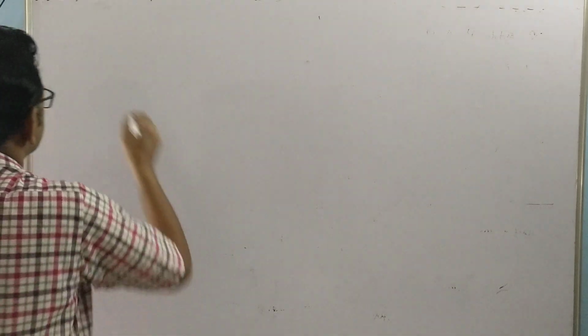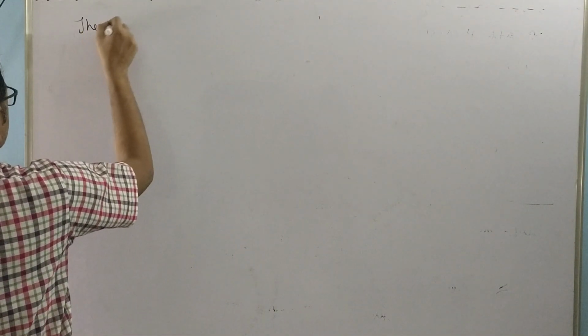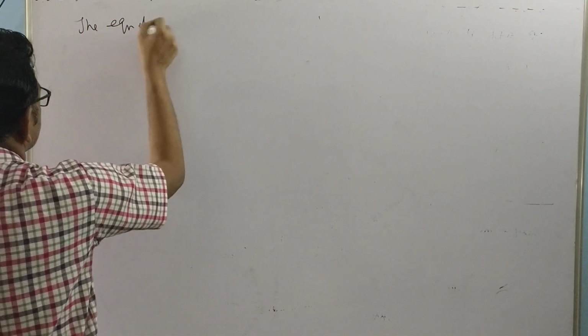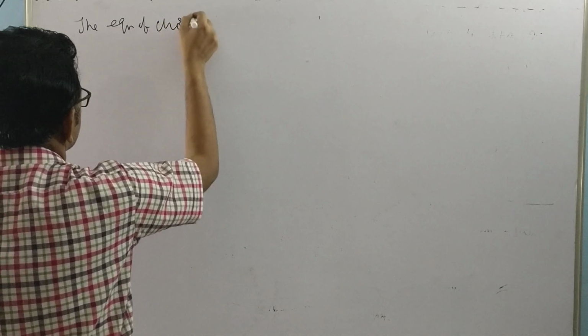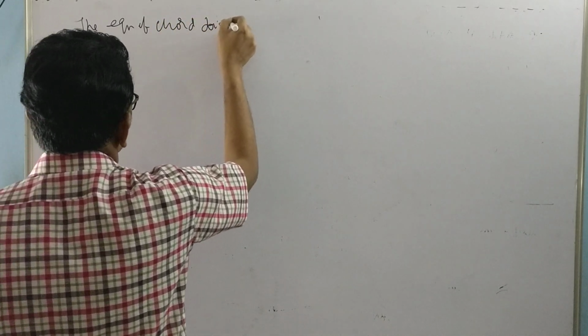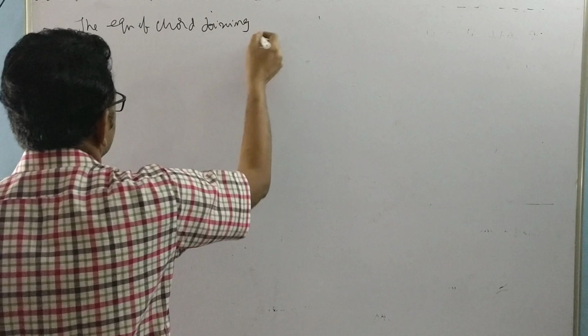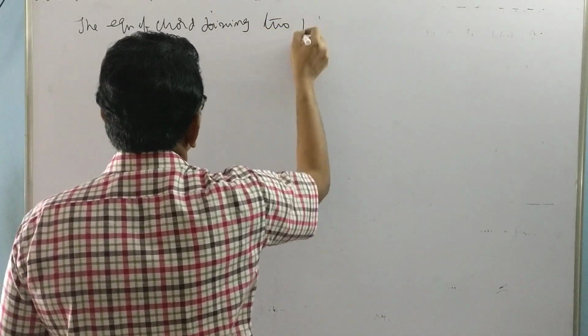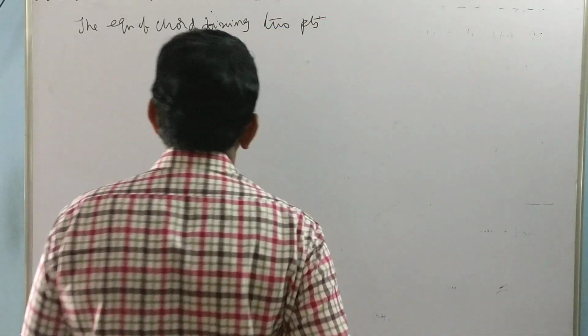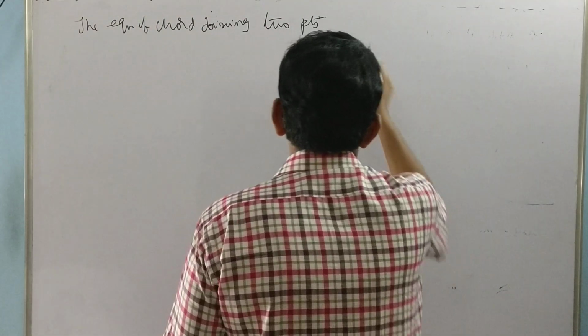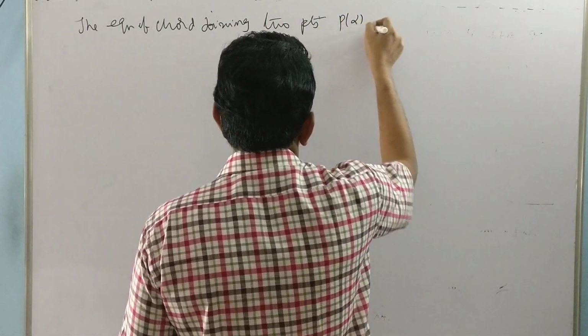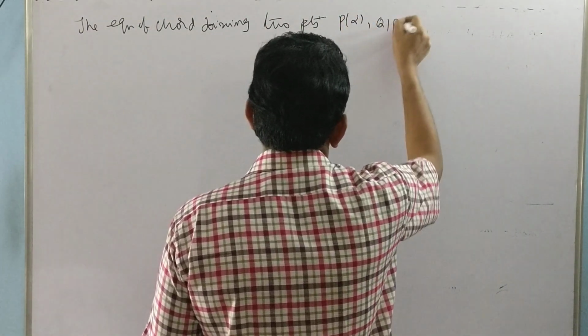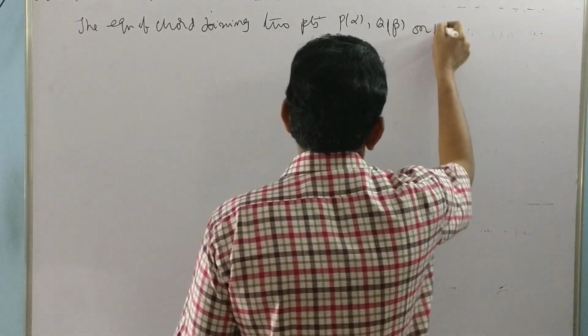Next one, the equation of the chord joining two points whose parametric angles are alpha and beta, that is P alpha and Q beta on the hyperbola.